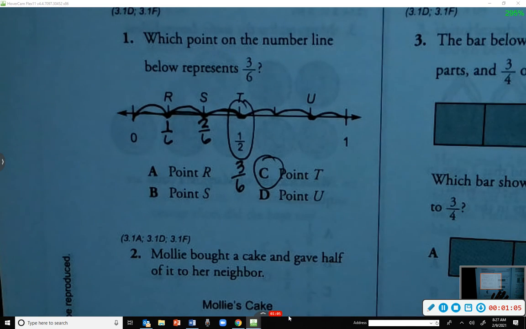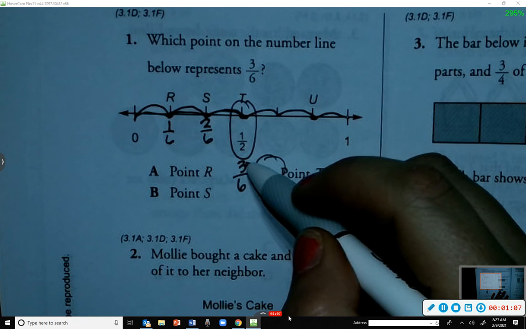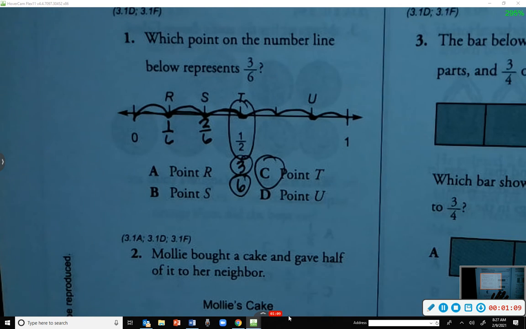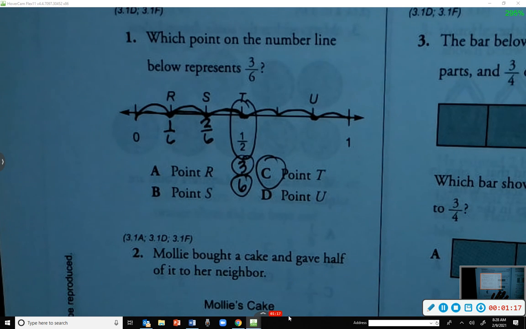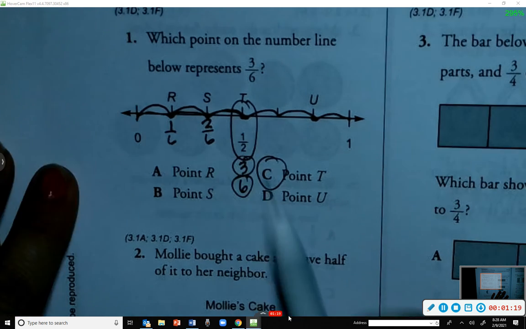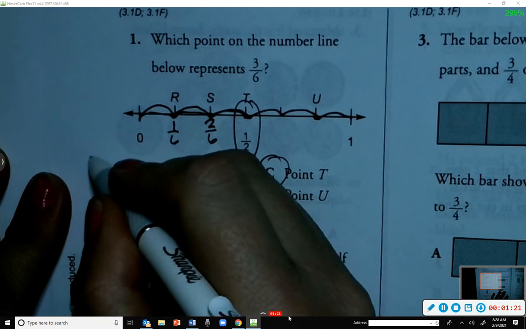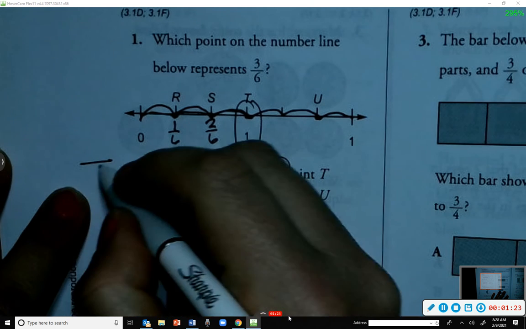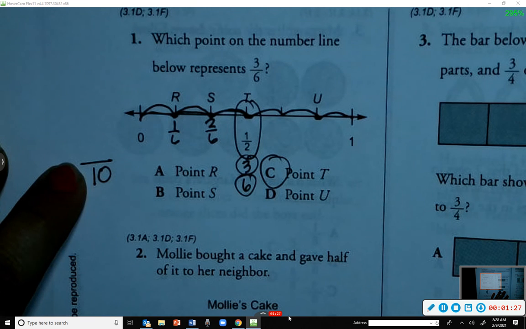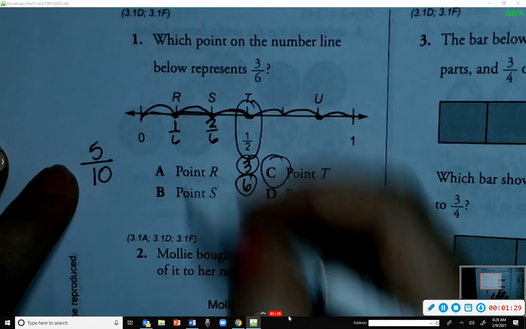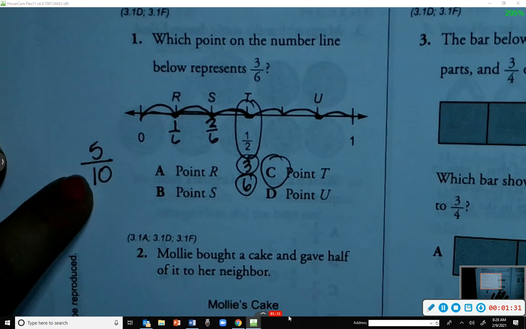Real quick, I want to point out, what do you notice between the numbers 3 and 6? It equals it. Is 3 half of 6? Yes. So anytime you want to know a fraction that is equal to 1/2, the numerator should be half the denominator. So if my denominator is 10, what would be half of 10? 5. Good. So that's an equivalent fraction to 1/2.